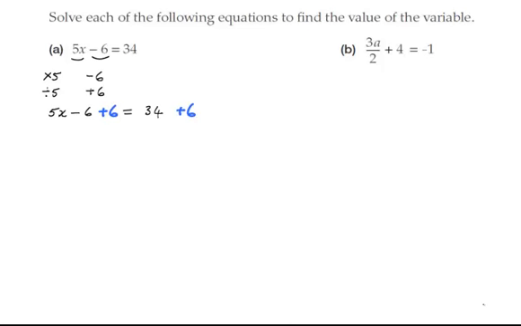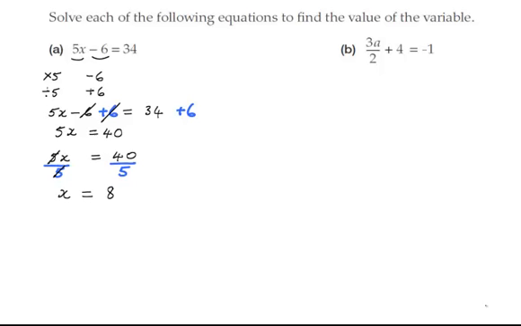On the left-hand side, minus 6 plus 6 is 0, so what remains is 5x equals 34 plus 6, which is 40. And now we perform the inverse operation to multiplying by 5, which is dividing by 5. On the left-hand side, the 5's cancel, and what remains is x equals, and on the right-hand side, 40 divided by 5 is 8. So our solution for the variable x is 8.